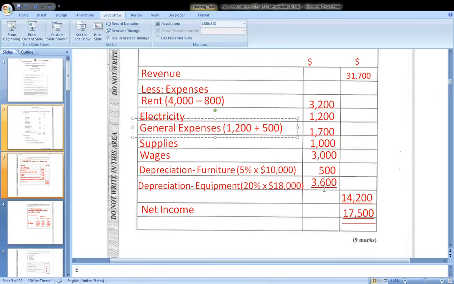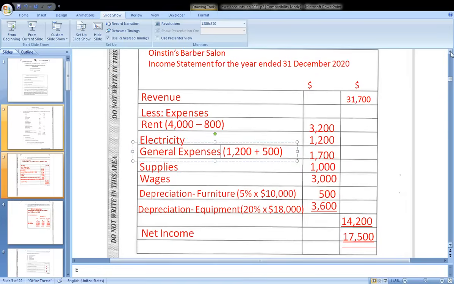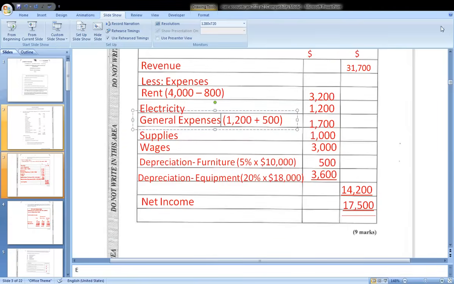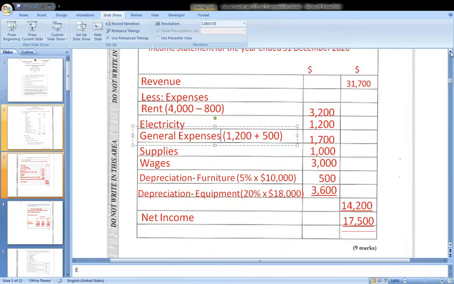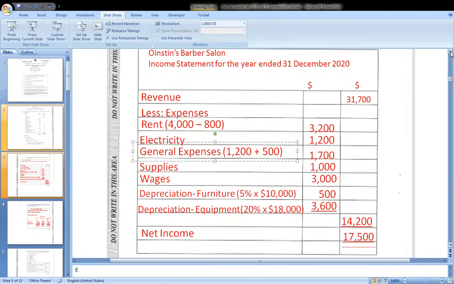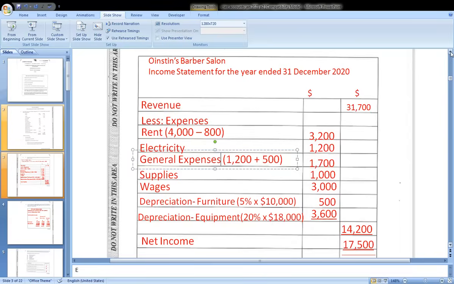So our total expenses is 14,200. And when we deduct 14,200 from our revenue of 31,700, we're left with a net income of 17,500. You will get 9 marks for that. So this is what your income statement should look like. So there you have it.